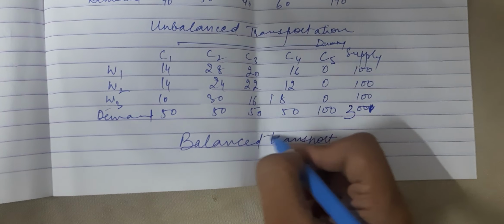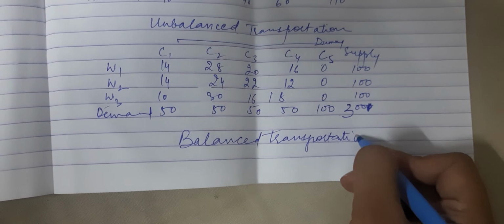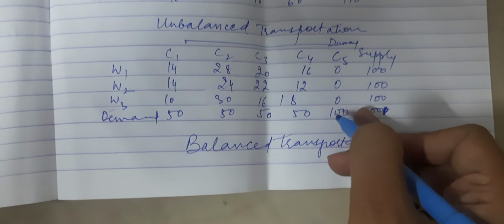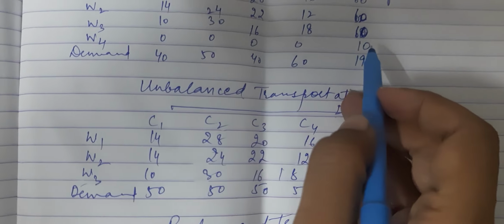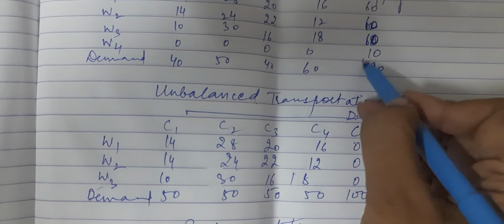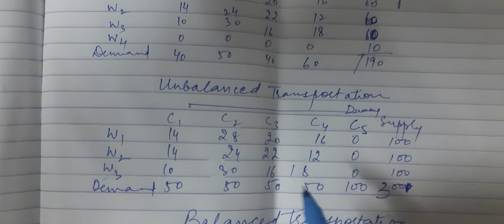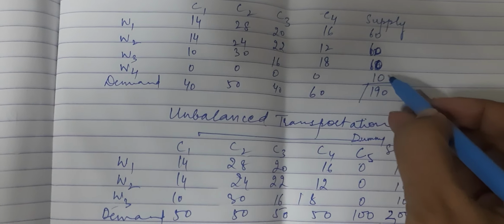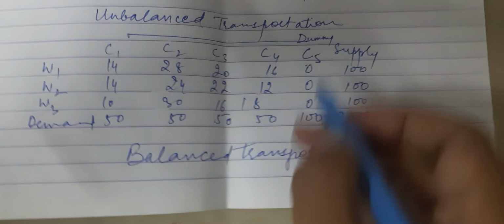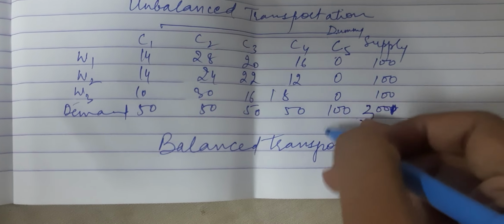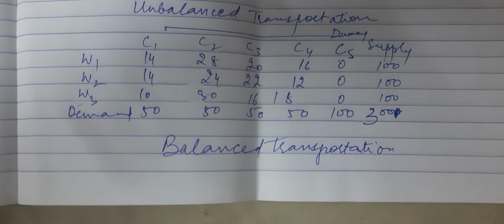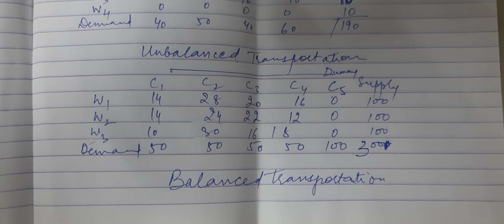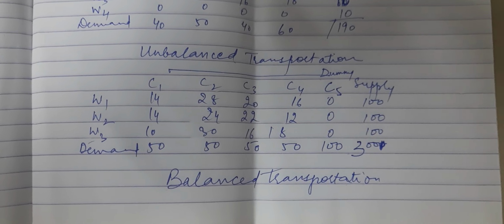So whichever side has the deficiency, you need to add 100 here and a dummy column. If the deficiency was here, you added 10, making it 190. You add a row. So wherever you see a deficiency, you write the figure there and then add a row. And if you see a deficiency here, write 100 first and then add a column here. So this is how you make the problem balanced. In the upcoming video, I'll be talking about Vogel's approximation method.